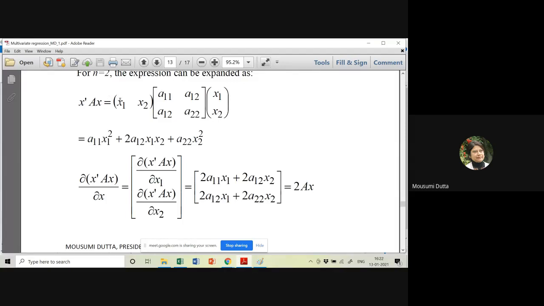If you actually multiply this row vector with this matrix, you will get these terms. And then you are post-multiplying it by another x1, x2, so you are getting the square and the cross products. Now, if you take the derivatives, you will get this kind of expression, 2a11 x1 plus 2a12 x2, 2a12 x1 plus 2a22 x2, which is equivalent to 2Ax.